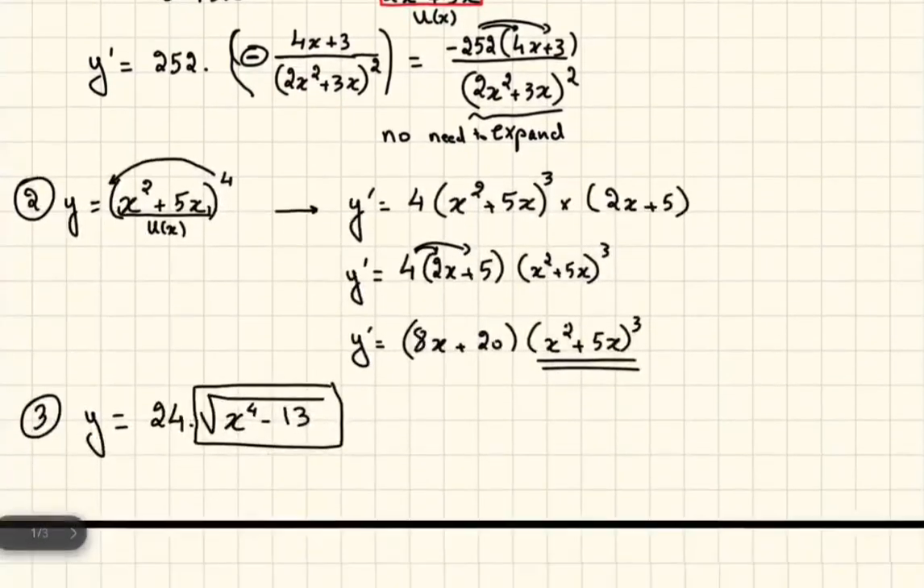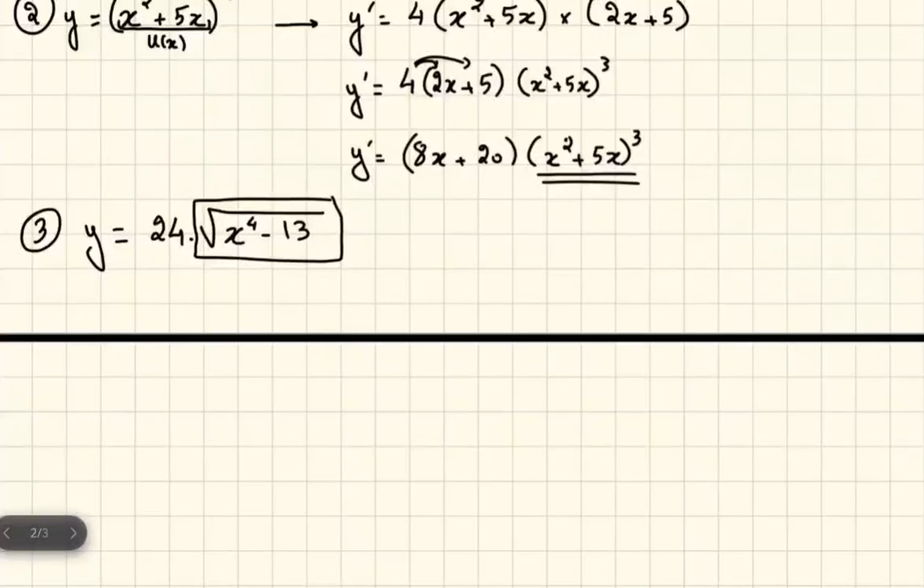For this question, it can be done in two ways. If you know the rule for radical, then you can do it really quick. The derivative in this case will be the 24, because it's just a number multiplied, it stays the same. And the radical of u of x, the u is what is inside. This is the u.